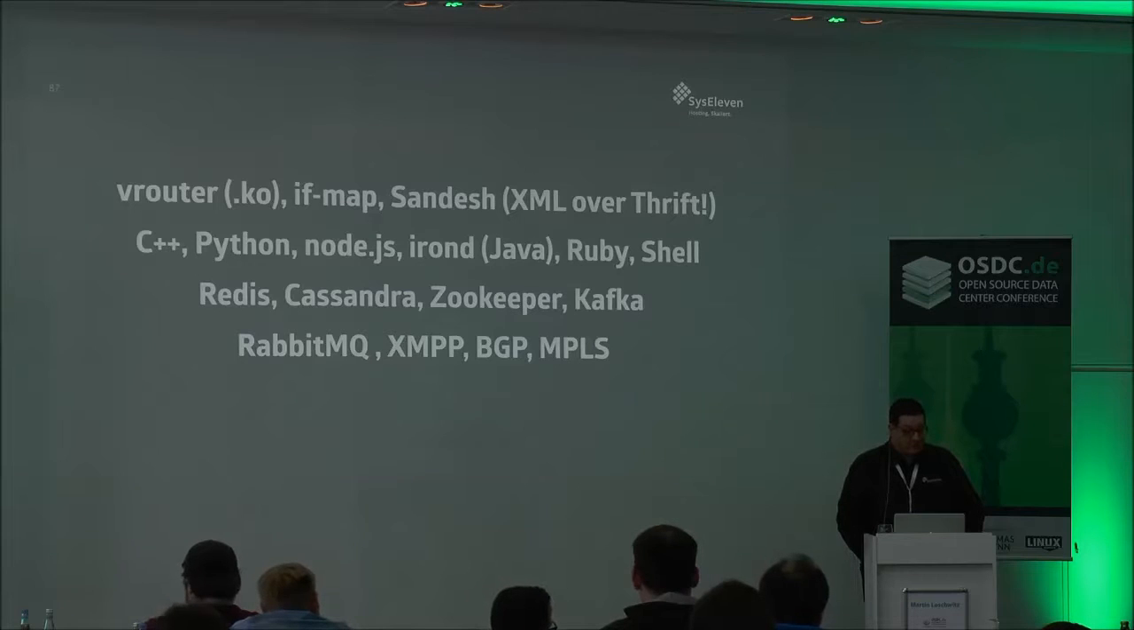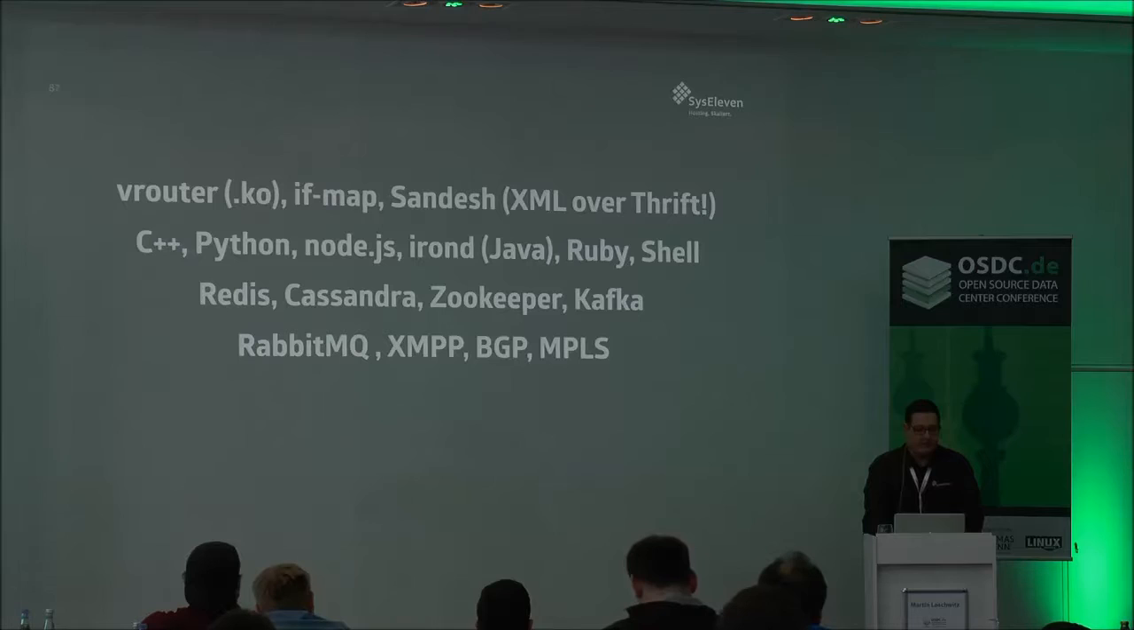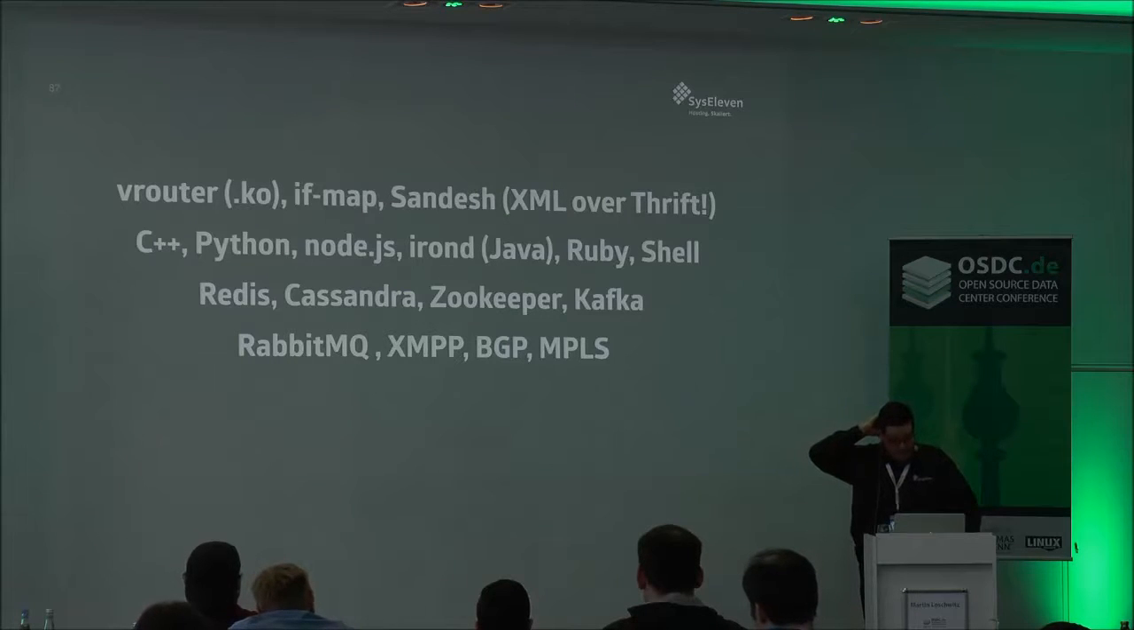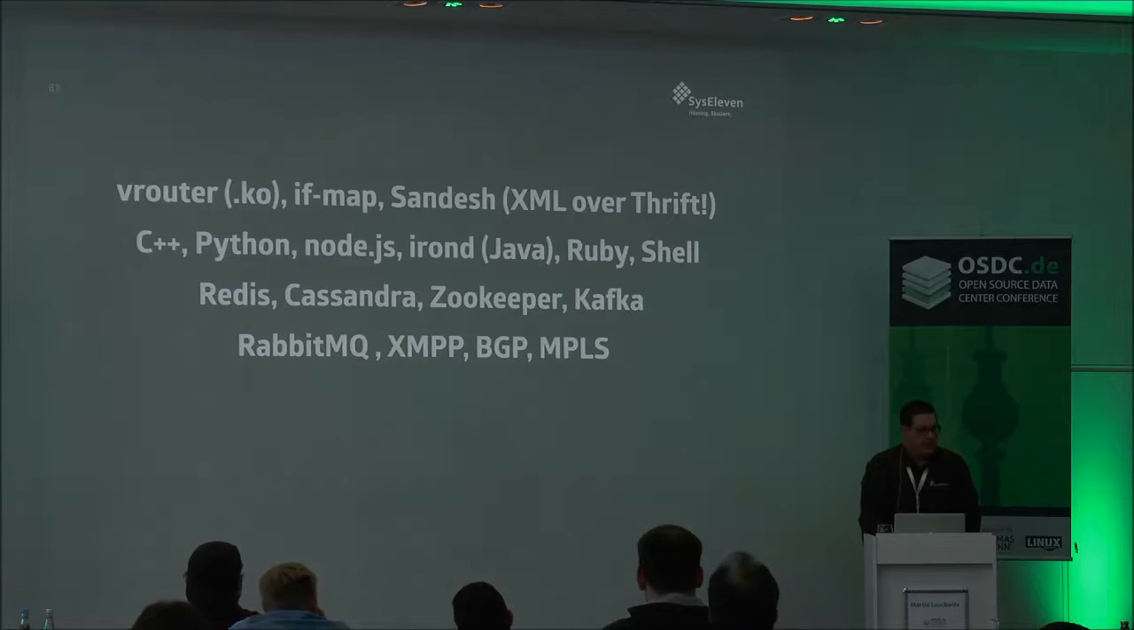We have C++, Python, we have Node.js, we have IronD, which also is written in Java, we have Ruby, we have a number of shell scripts. For instance, the thing that I just mentioned about downloading and patching bind actually is a shell script. We have a number of databases and state configuration databases in use. We have Redis, we have Cassandra, we have Zookeeper, we have Kafka. In fact, the amount of traffic and billing data produced by Contrail was enough to saturate a three-node Cassandra cluster with ease, which was something that we also didn't like a lot.